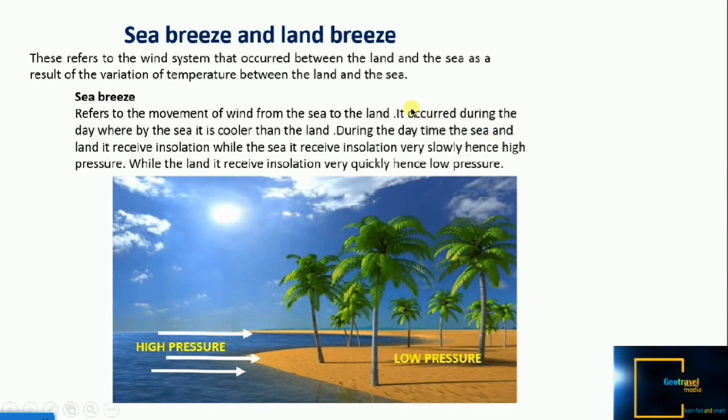It occurs during the day, whereby the sea is cooler than the land. During the daytime, the sea and the land receive insolation, while the sea receives insolation very slowly, hence it has high pressure. While the land receives insolation very quickly, hence low pressure. Therefore, because of high pressure during the daytime in the sea and low pressure during the daytime in the land, the general movement of air will be from the sea toward the land, and that's referred to as sea breeze.